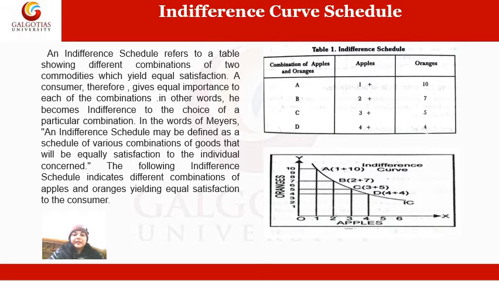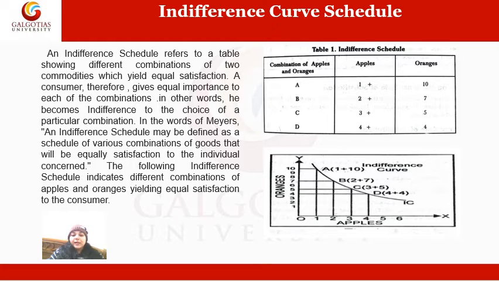On this slide, we are having indifference schedule and indifference curve. An indifference schedule refers to a table showing different combination of two commodities which yield equal satisfaction. It means indifference schedule is basically a table which shows combination of two commodities and each combination is giving equal satisfaction. A consumer therefore gives equal importance to each of the combination. In other words, he becomes indifferent to the choice of a particular combination because these combinations are giving equal satisfaction to the consumer.